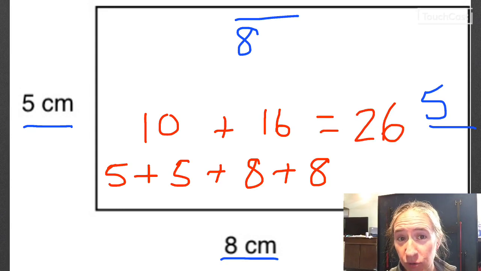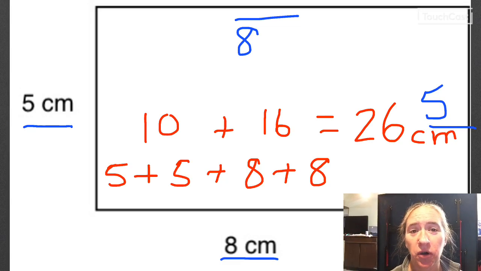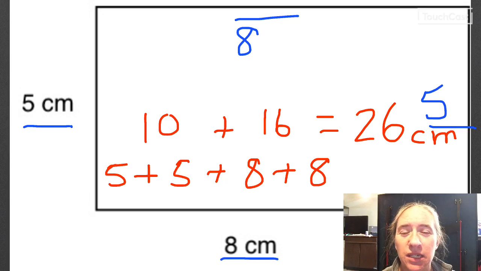26. Is my perimeter correct yet? Nope, I need the unit, 26 centimeters. So even though it only gave us 2 sides of that rectangle, we can still tell what the missing sides are and use that as the perimeter.